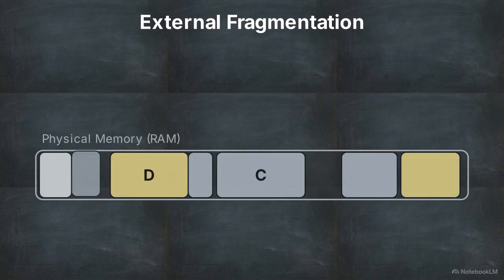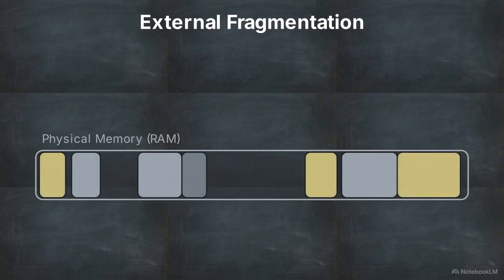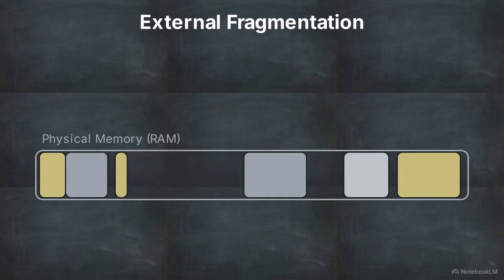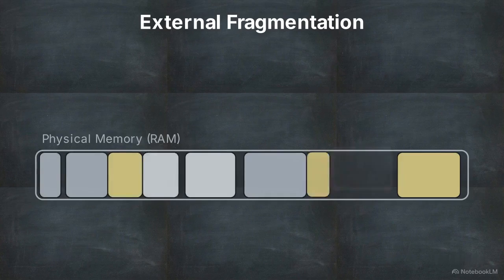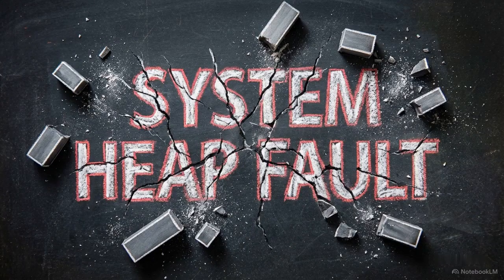Multiply this mechanic over time. Imagine thousands of background processes and applications continually starting and stopping. The memory's physical layout rapidly deteriorates, becoming a Swiss cheese of scattered gaps with tiny slivers of free space trapped between active data. This specific deteriorated state is called external fragmentation.